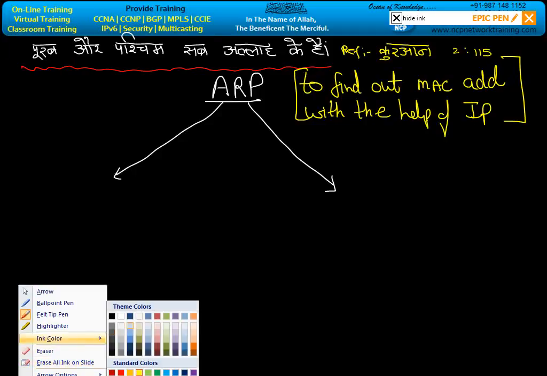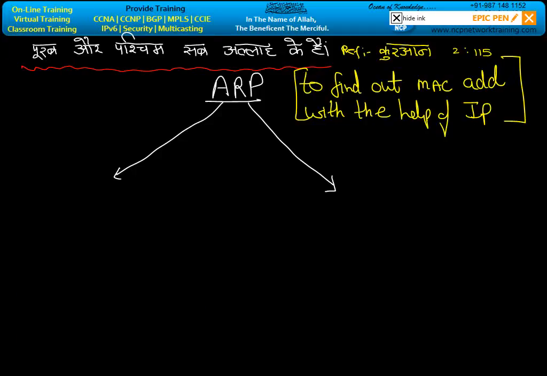We have two components of ARP. The full form of ARP is Address Resolution Protocol, or address resolving protocol. Both terminologies exist on the internet. ARP also has two components: ARP request, and the second is ARP reply.